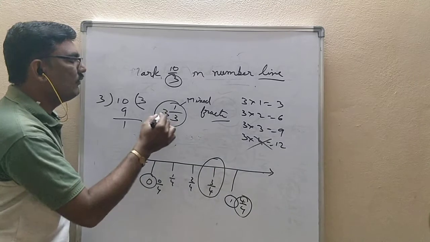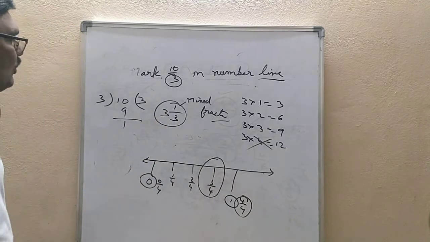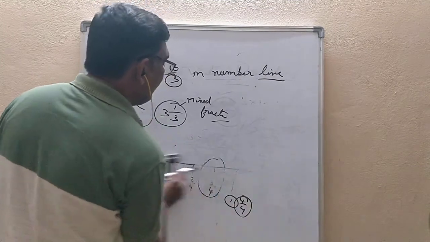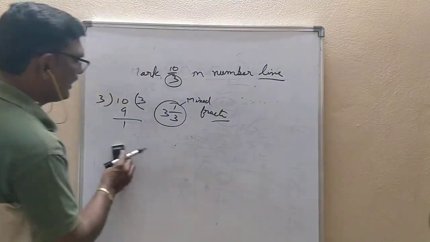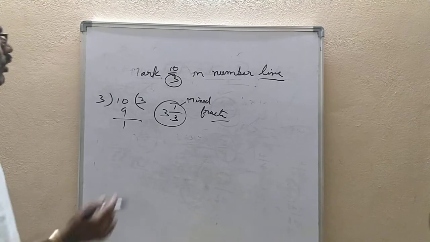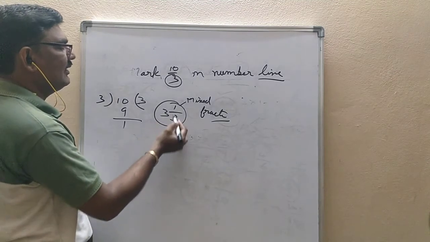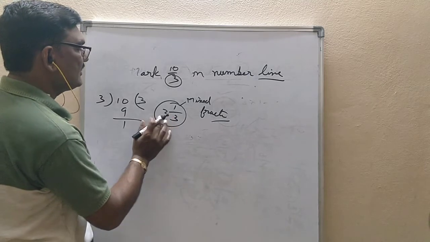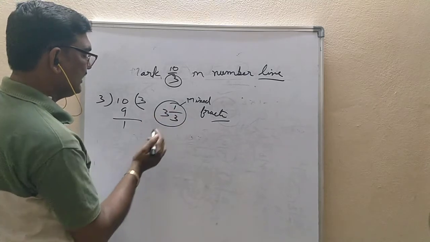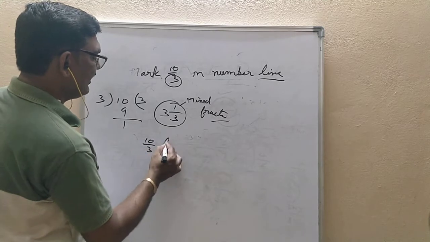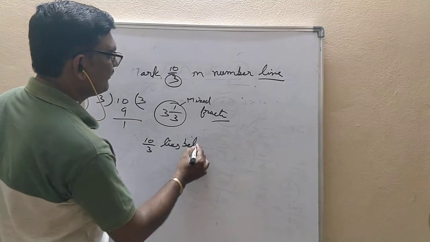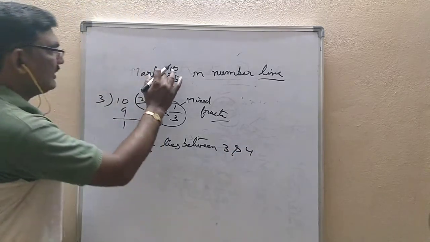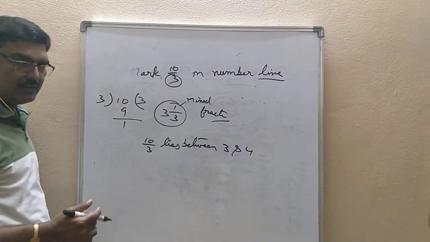So after converting into mixed, you will come to know that this 10/3 lies between which two numbers. How? What is the whole number here? The whole number is 3, and 1/3 is the proper fraction. So the whole number is 3, which means more than 3 is there. Means 10/3 lies between 3 and 4.